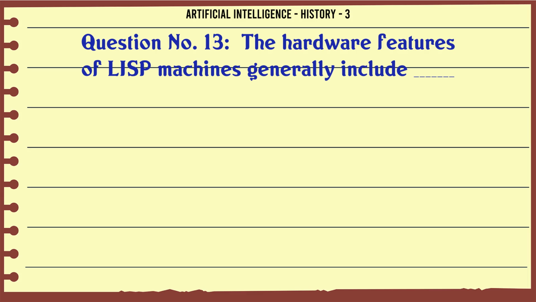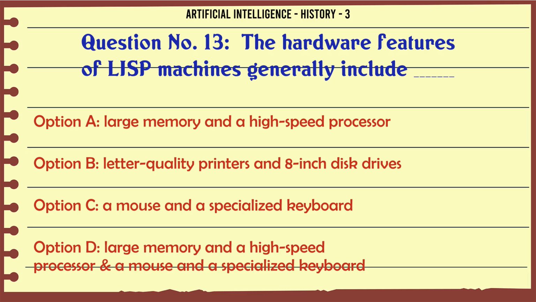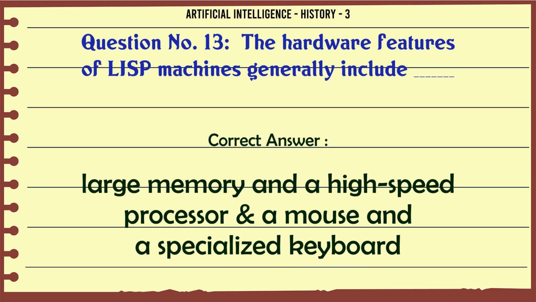The hardware features of Lisp machines generally include A. Large memory and a high-speed processor. B. Letter quality printers and 8-inch disk drives. C. A mouse and a specialized keyboard. D. Large memory and a high-speed processor, a mouse and a specialized keyboard. The correct answer is large memory and a high-speed processor, a mouse and a specialized keyboard.